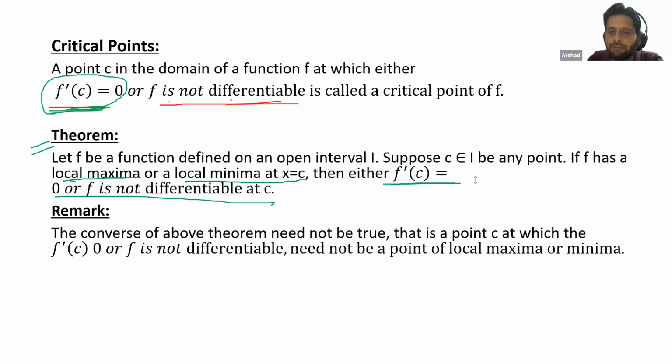Now, check the next point. Next is the converse of the above theorem need not be true. That is, a point c at which f dash c is 0 or f is not differentiable need not be a point of local maxima or minima.